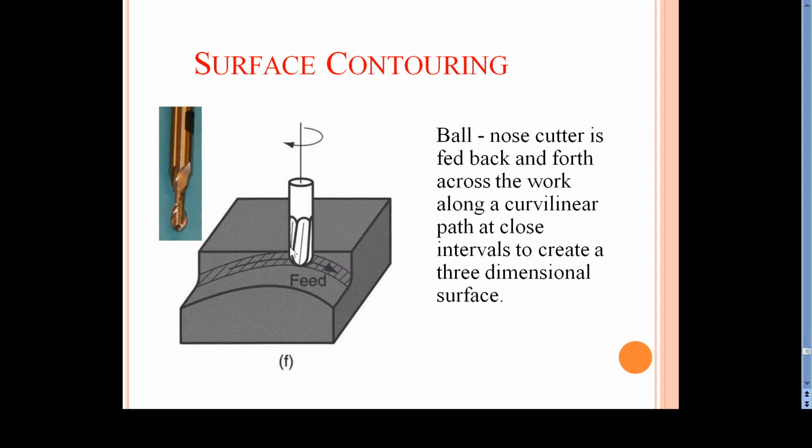This is a surface contouring operation. Here, the major difference is this is done on the outer surface for creating a convex surface for any contour. A ball nose cutter is used, and it is fed back and forth, so it is moving back and forth several times along the curvilinear path at close intervals to create a three-dimensional surface. So for example, if you want to produce a can, this milling cutter can be used for producing different can profiles.